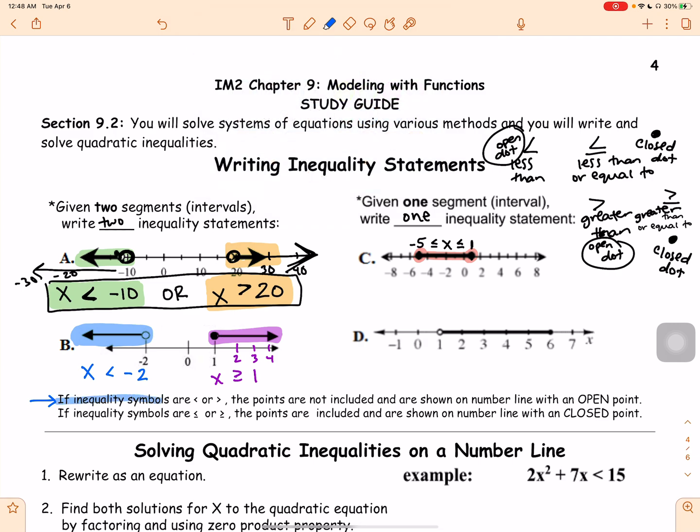Okay. So that also summarizes what I've been saying over and over again. And then here it says if inequality symbols are less than or equal to or greater than or equal to, the points are included and are shown on the number line with a closed point. Okay.